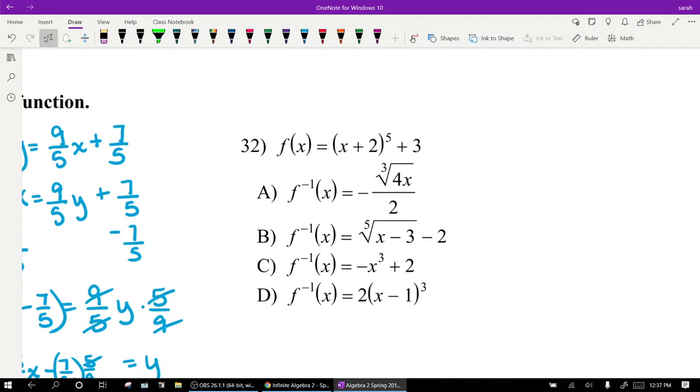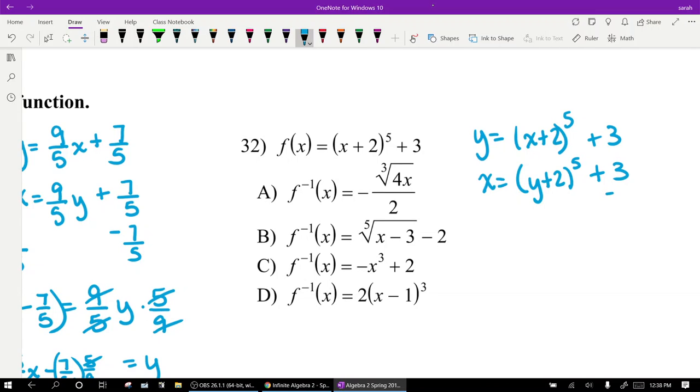32. Again, we're finding the inverse, so I'm going to write it first as y equals x plus 2 squared plus 3. So I'm going to switch my x and y's and solve for y. X equals y plus 2. Oh, that's not to squared, that's to the 5th, plus 3. All right, so subtract 3 first. So I have x minus 3 equal to y plus 2 to the 5th power.